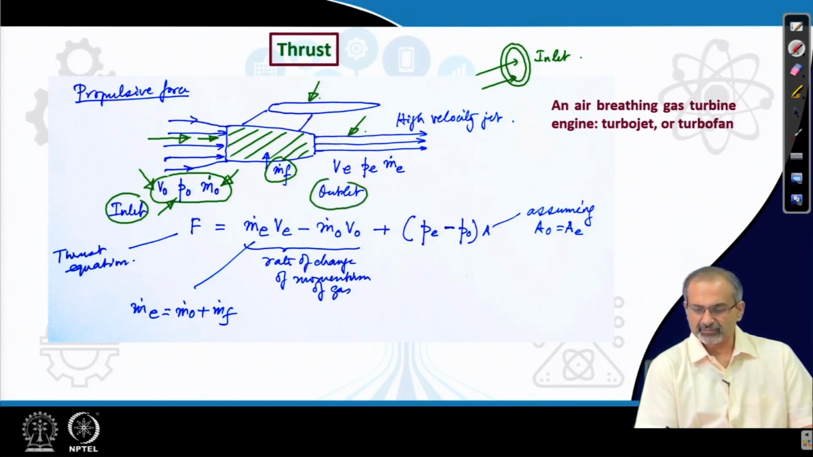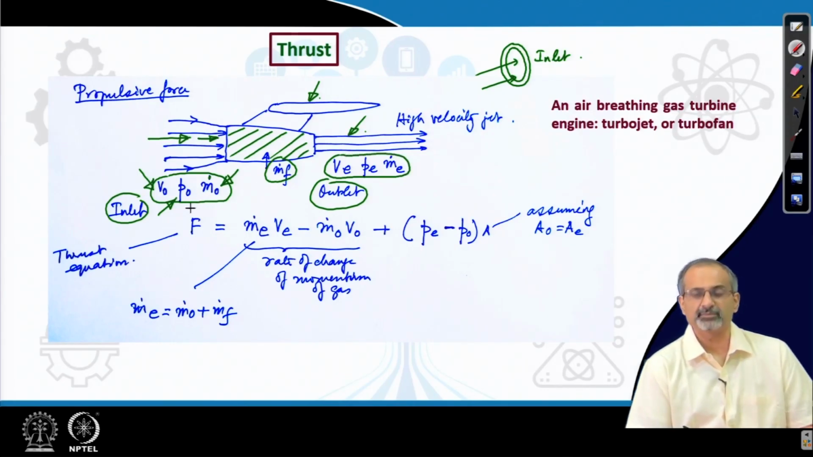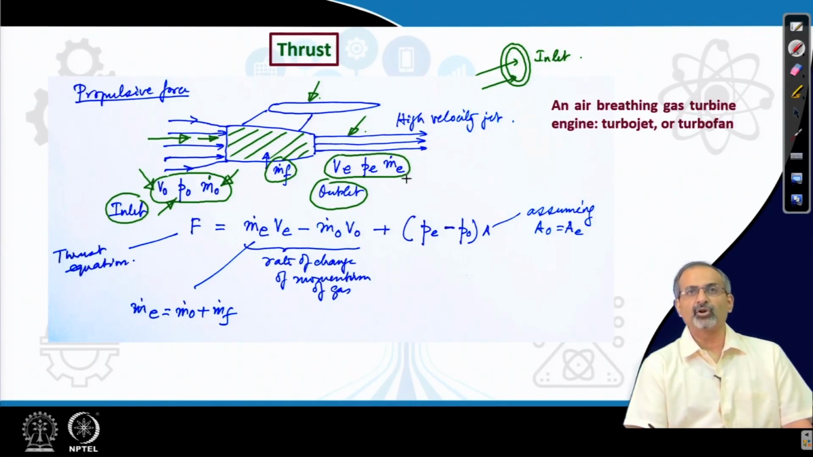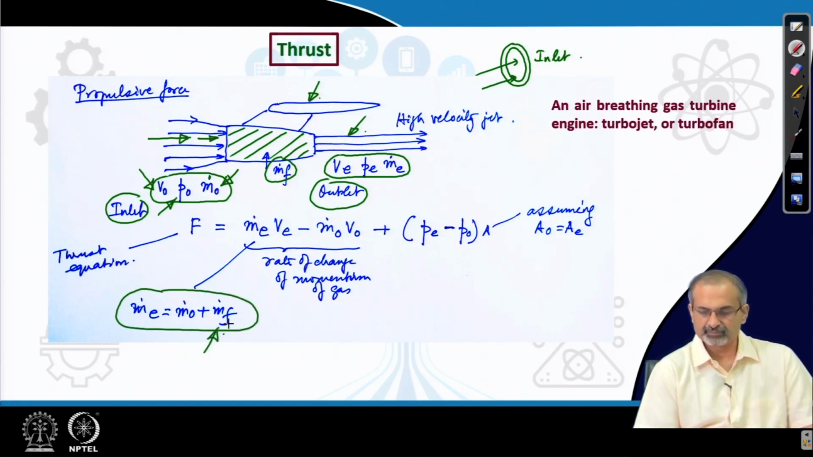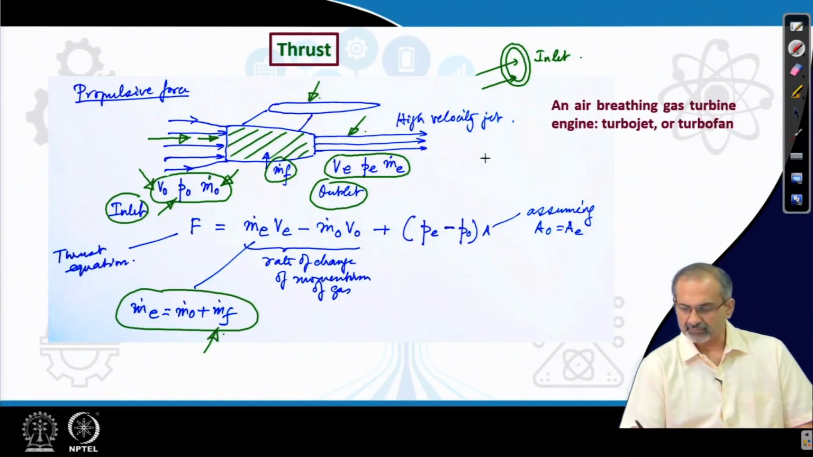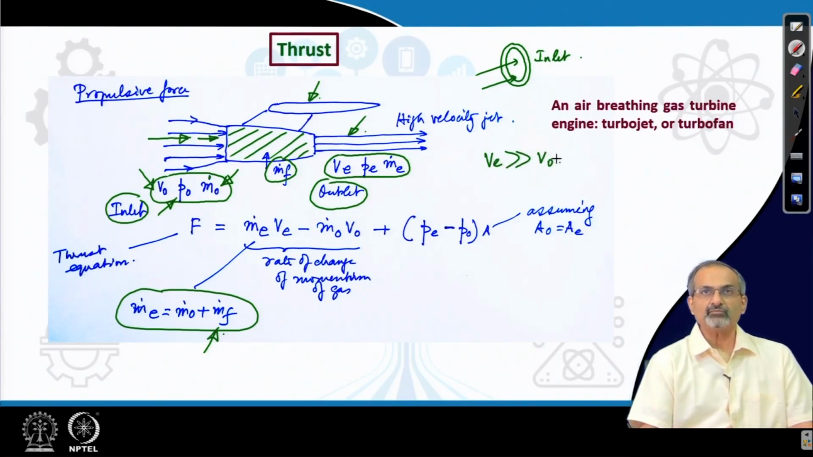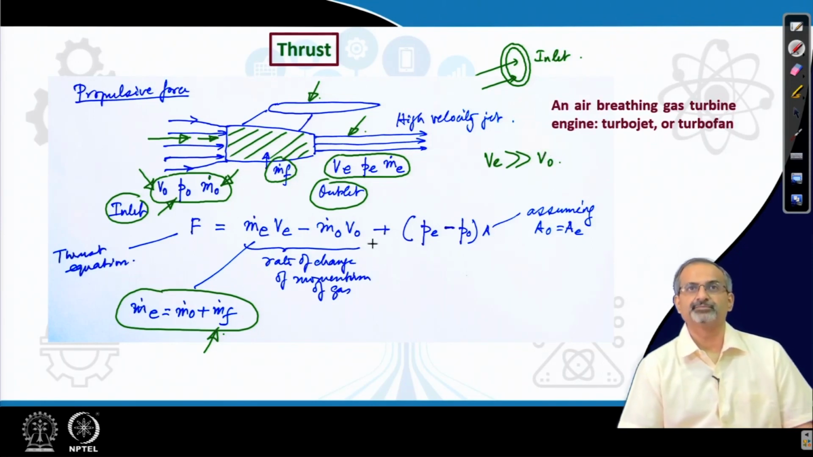At the outlet end, we find the velocity V e at the exit, pressure P e, which may or may not be equal to P naught, and m dot e, the mass flow rate. The m dot e is slightly larger than m dot o, because you are adding fuel. And then we know that V e is much larger than V naught. Why do we need it? We need it because that creates thrust.